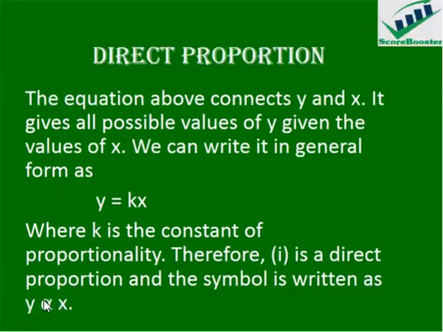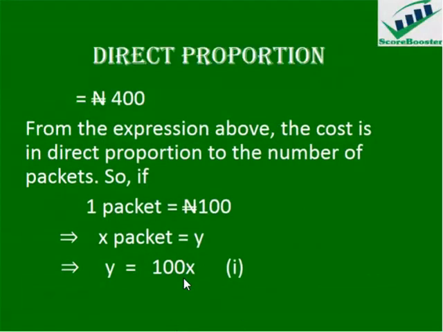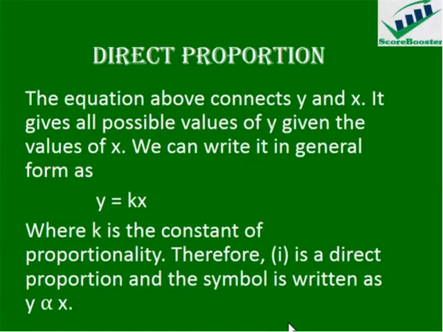This is the symbol for direct proportion. y is directly proportional to what? x. So k will be constant all through. You can see that here: if we have y equals 100x, for one packet, when x is 1, y will be 100, for two packets we have 200, for three packets, when x is 3, we have 300. You can see that for every value of x we have a value for y. So that's why I said this k, which is 100 here, is always constant. It will not change. For every question you have, your k will not change.